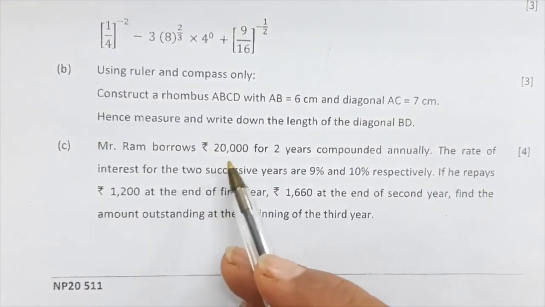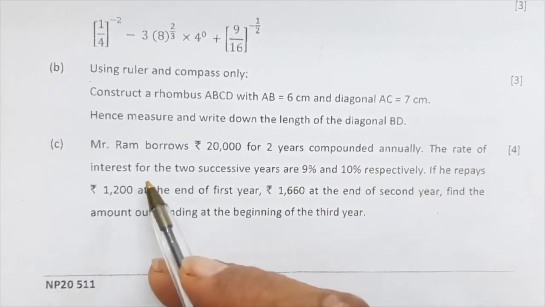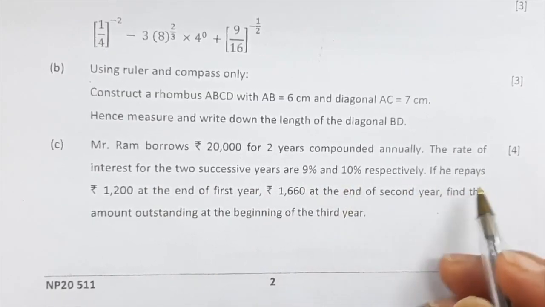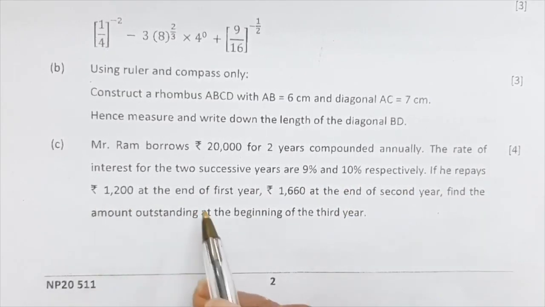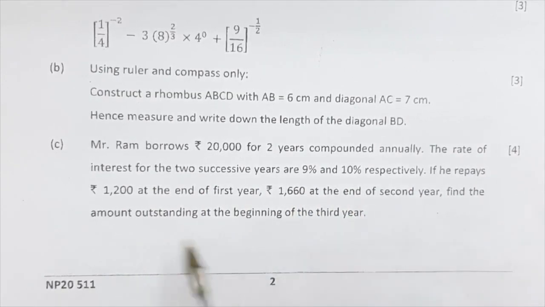Mr. Ram borrows rupees 20,000 for 2 years compounded annually. The rate of interest for 2 successive years are 9% and 10% respectively. If he repays rupees 1,200 at the end of first year, 1,660 at the end of second year, find the amount outstanding at the beginning of the third year.